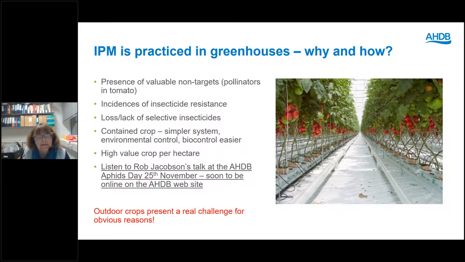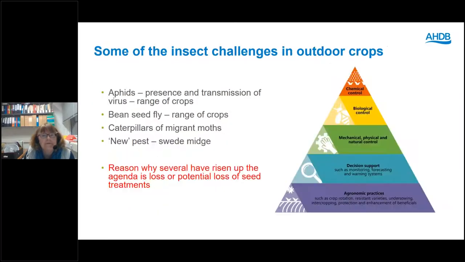So obviously outdoor crops present much more of a challenge in terms of implementing IPM than greenhouses and protected crops. So what I'm going to do is run through some of the insect challenges in outdoor crops and be quite selective. So I'm going to talk about aphids, bean seed fly, the caterpillars of migrant moths, so that's diamond back moth and silver Y moth, neither of which can overwinter very successfully in the UK. So they usually appear sometime in the summer, having spent the winter further south. And then a new old pest, the swede midge.